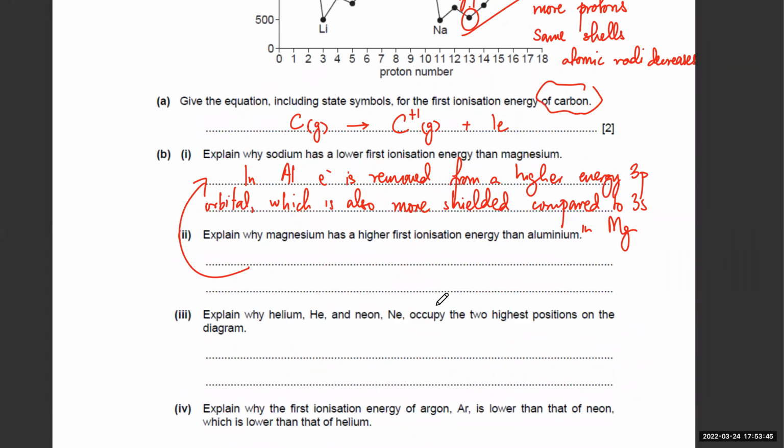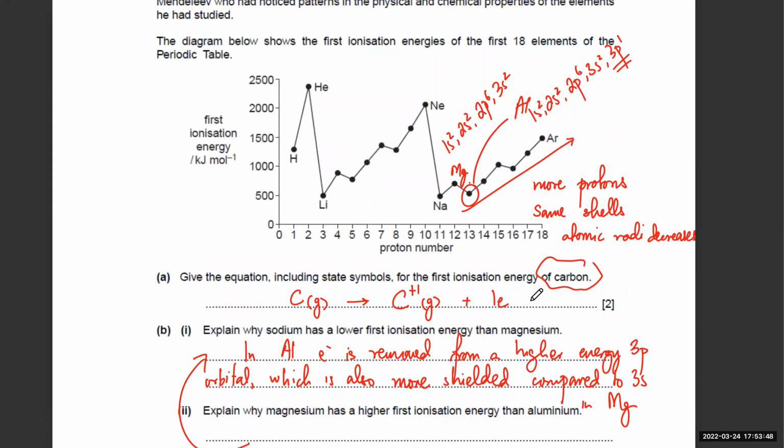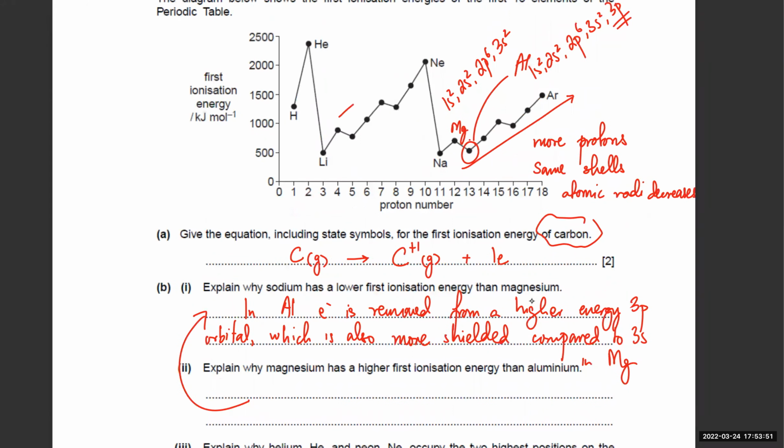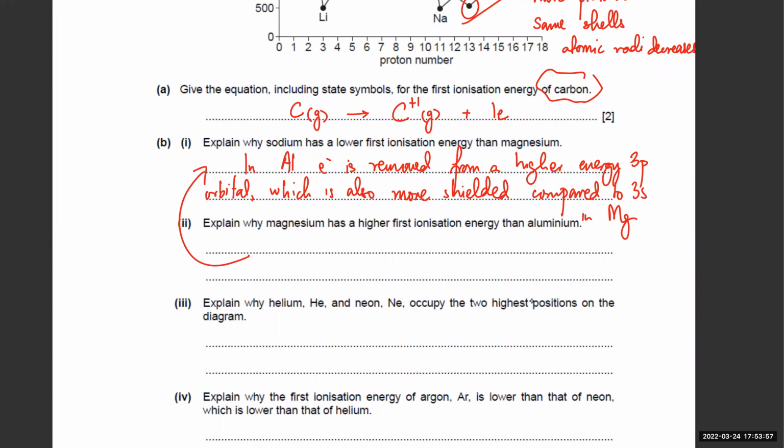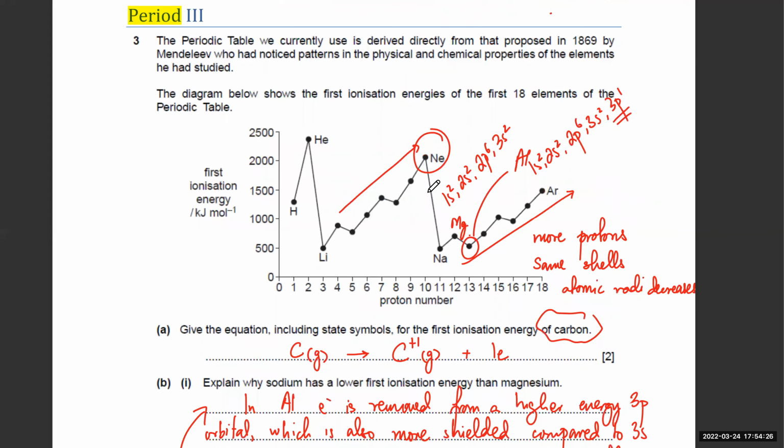Then, explain why helium and neon occupy the two highest positions. Why do they occupy the highest positions in the group? Because they have the highest number of protons within the period. So they have more attraction for electrons, and that is the reason why removing electrons is more difficult. So the ones at the extreme top are always noble gases.